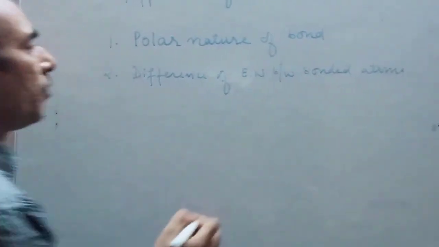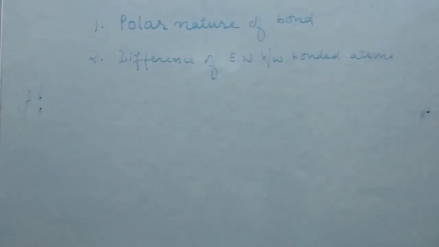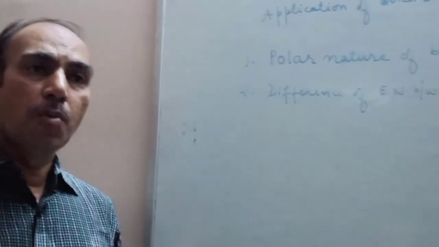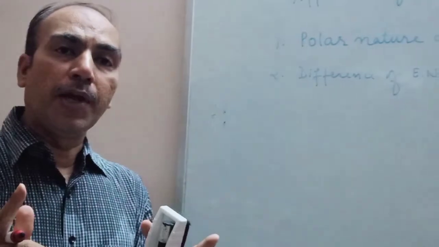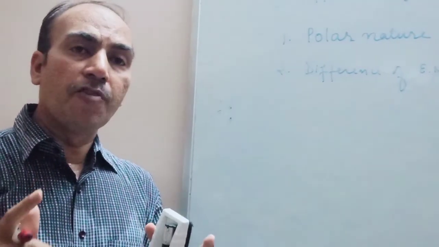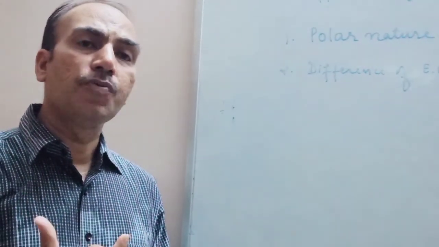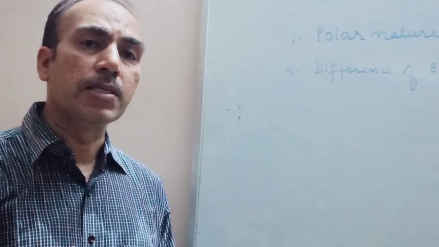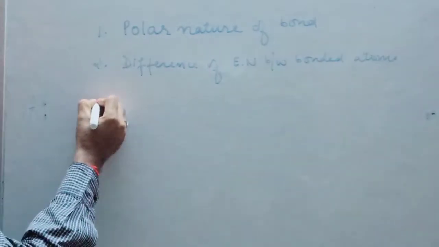Second is difference of electronegativity between bonded atoms. See, if the energy is more, that means there is more difference of electronegativity between bonded atoms. If bond energy is less, it means the difference of electronegativity between bonded atoms is less. The molecule is less stable when energy is less.